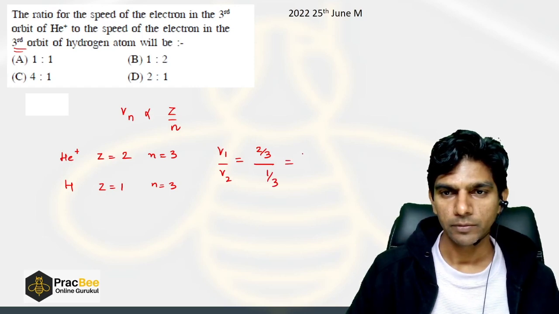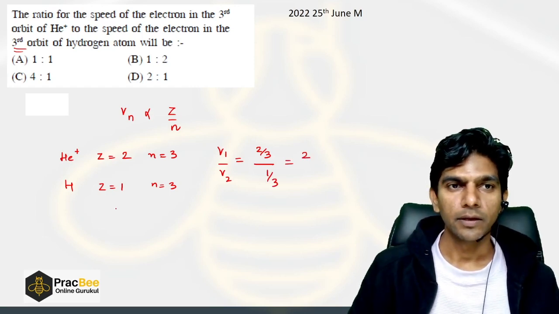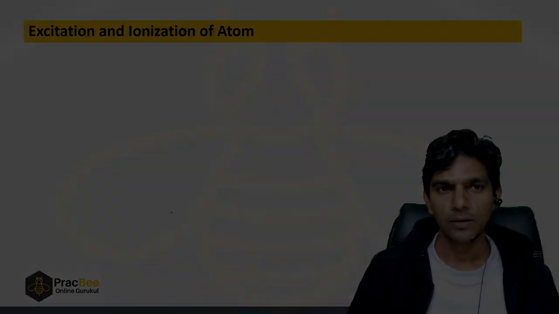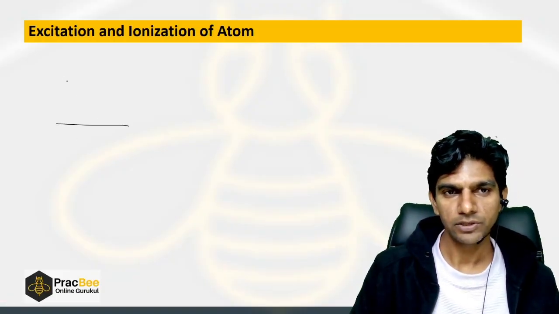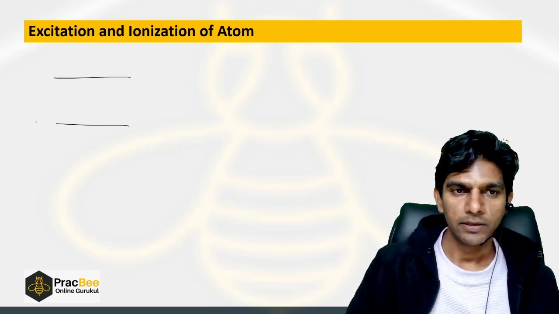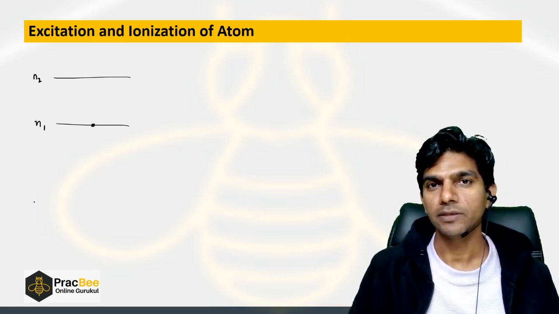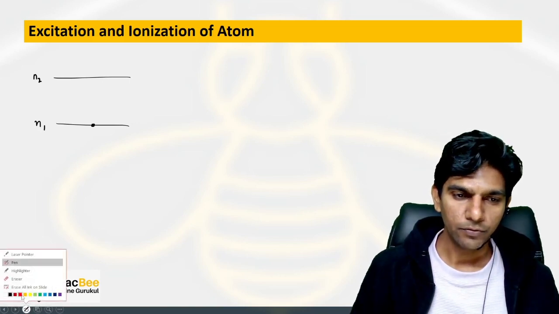So this comes out to be 2, and so the ratio will be 2 raised to 1, right? Option D. So what is excitation? Let us see. We have two energy levels. Let us say this is N1 and this is N2, and the electron is present in the lower energy level.